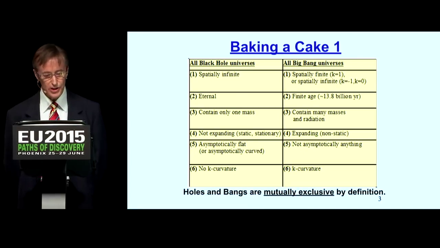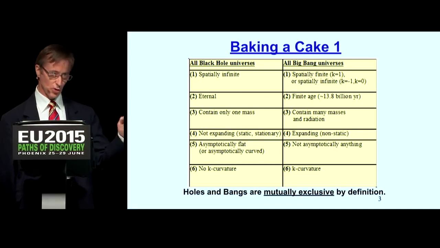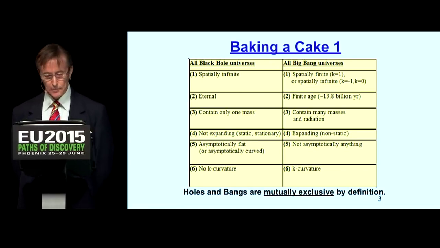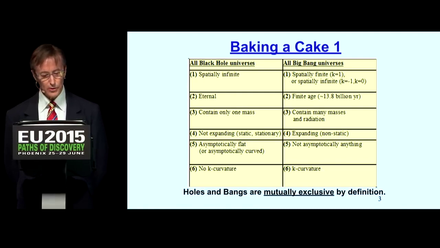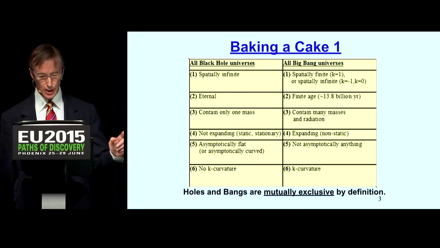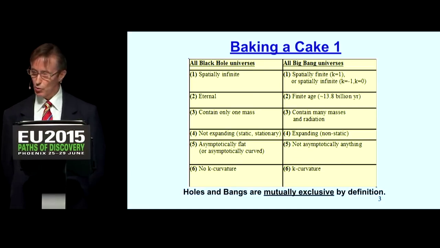All black hole universes are asymptotically flat. Some really esoteric types are asymptotically curved, according to the cosmologists, but we won't be talking about any of them today. They're not worth it. But no Big Bang universe is asymptotically anything. Finally, no black hole universes have a K curvature. And we've already seen that all Big Bang universes have a K curvature, one of three different values. So you see, you cannot put black hole universes into Big Bang universes, or vice versa.